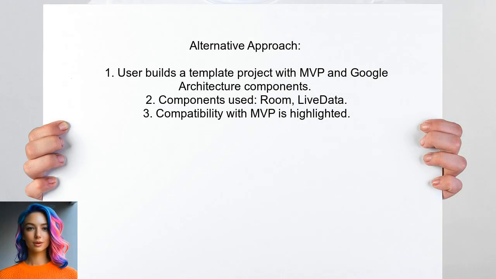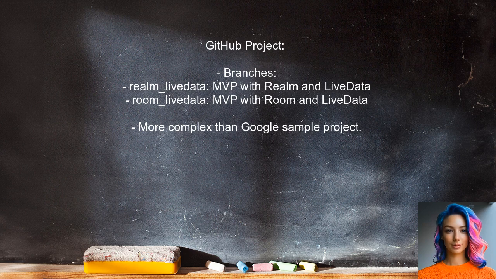One user shares their experience building a template project using the MVP pattern alongside Google architecture components like Room and Live Data. They believe that some of these components are compatible with MVP, not just MVVM. They provide links to their GitHub project, showcasing two branches, one for MVP with Realm and Live Data, and another for MVP with Room and Live Data.